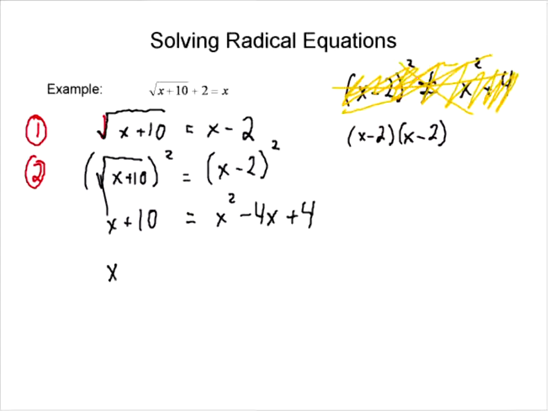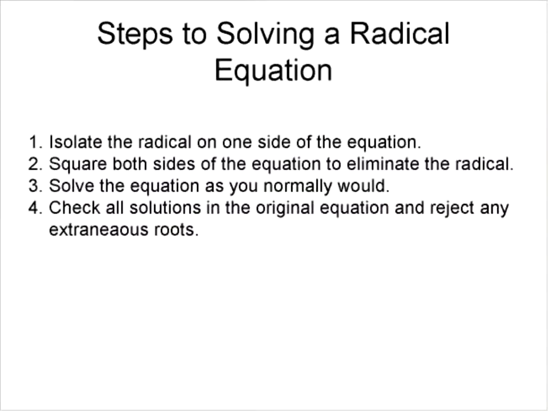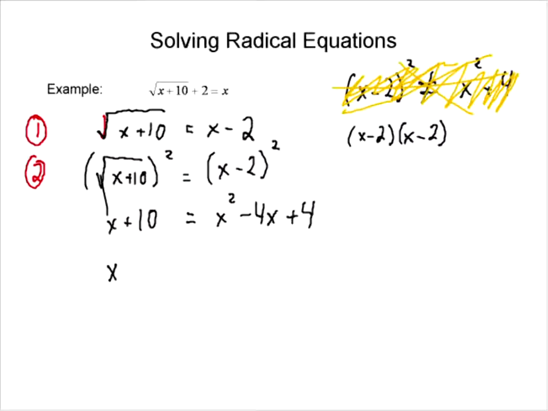Now if we bring everything to the same side, oh, I should go back and just indicate: solve the equation as you normally would. That's all I'm doing here. This is step 3, we're just solving this as we normally would. It's a quadratic, so we just bring everything to the same side, and we're going to get x squared minus 5x minus 6 is equal to 0.